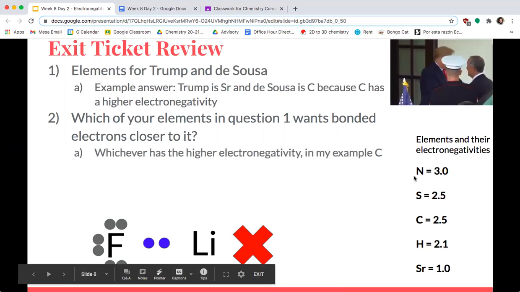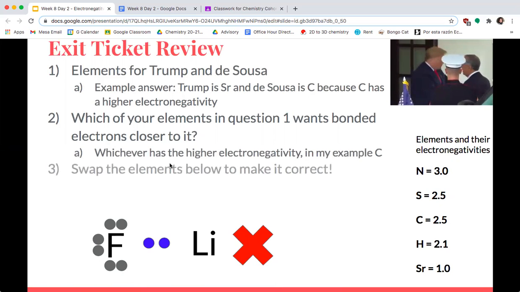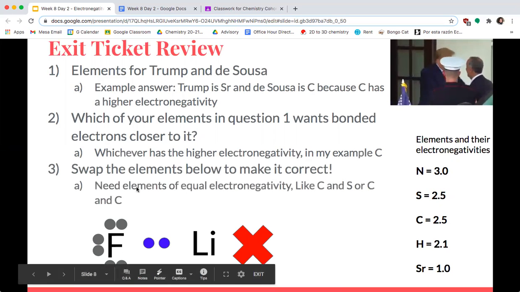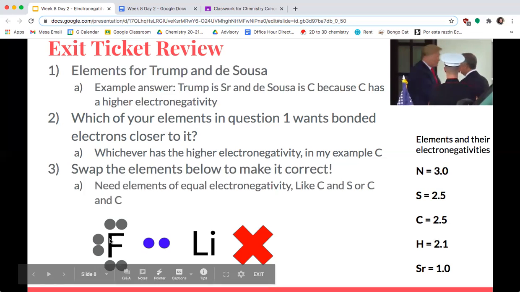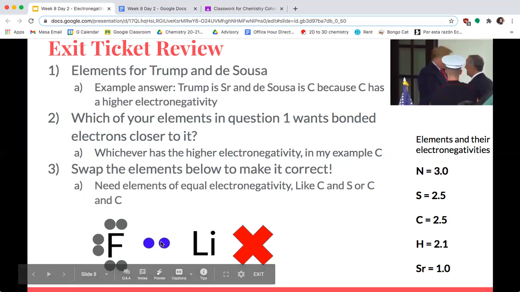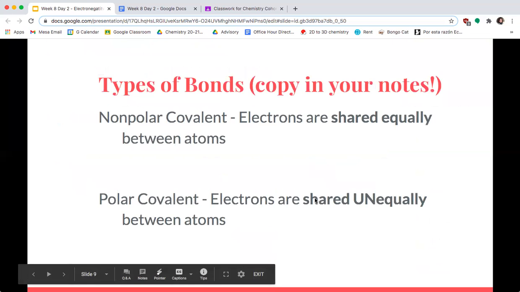If you chose nitrogen and strontium, that would be nitrogen here. Swap any of the elements below, like fluorine and lithium, one F and one Li atom. This has an electronegativity of 4.0. This has an electronegativity of 1.0. The electron should be way over here. If I were to swap out the atoms with something different, I would need to choose atoms from this list. You could choose any elements that have the same electronegativity: carbon and sulfur, carbon and carbon, sulfur and sulfur, like a sulfur here and a sulfur here, or a carbon here and a carbon here. Those would make the electrons sit right in the middle. Why? Because the electronegativities are the same, pulling the electrons the same strength.